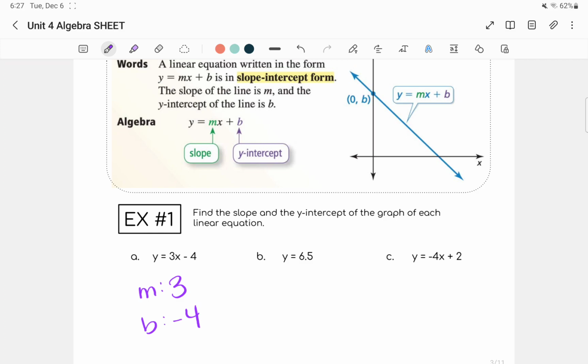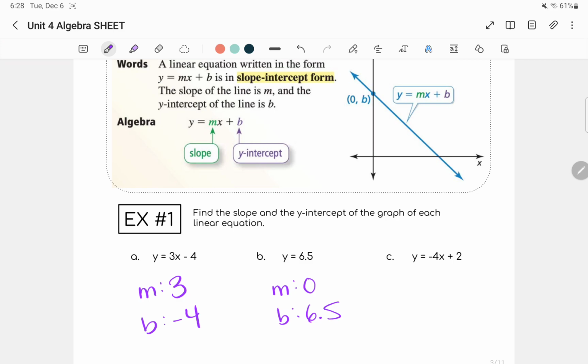All right, so for letter B, this one does look slightly different because there's just y equals a number and there's no variable, there's no x. So we have to assume that if there's no x, that means it must be multiplied by 0. So our m, if there is no x, must be 0, because 0 times x is going to give us 0. And our y-intercept, our b, is still going to be that 6.5.